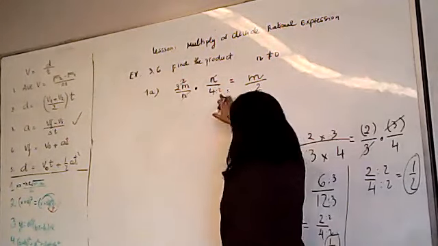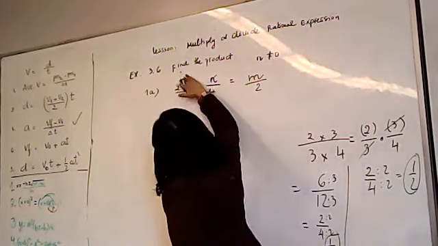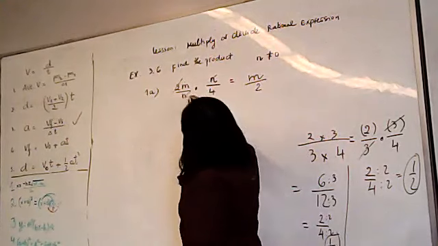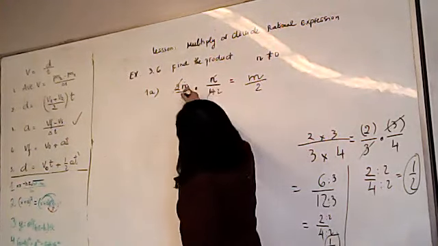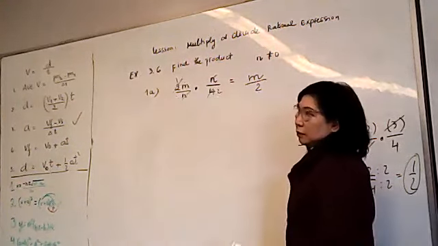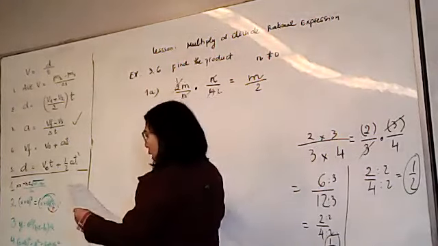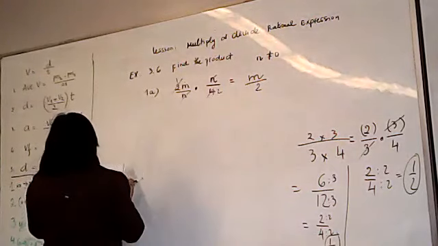Now, in the future, if you want to be quick, you just say, I'm going to cancel the 2 with the 4. 4 divided by 2 equals 2. And this is just 1. You can do it that way as well. Okay? So that's 1a.